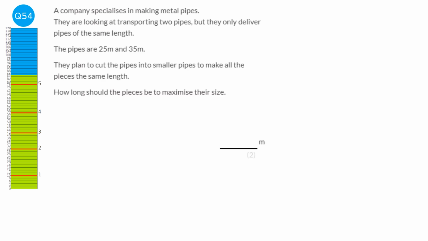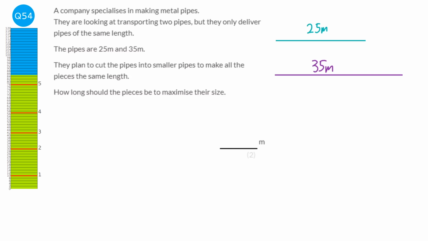So if we imagine we've got the 25 meter pipe here, and we've got the 35 meter pipe here. The question's basically asking us what can we cut all these pipes into, and they all have to be the same length that will fit with the 25 meter and the 35 meter. And essentially what this question is asking is what is the highest common factor of 25 and 35.